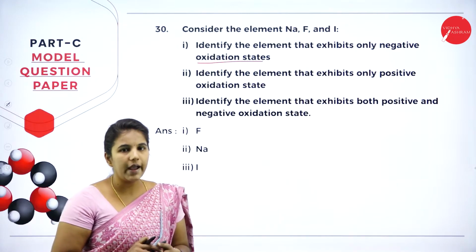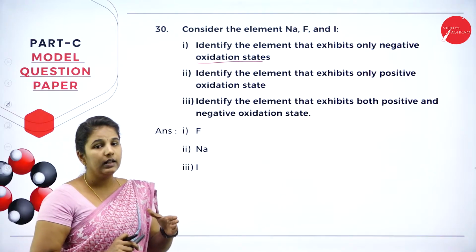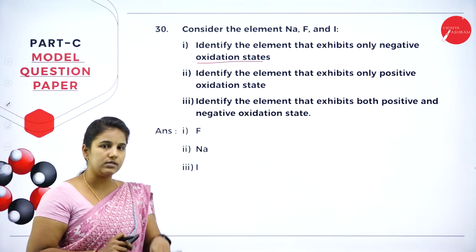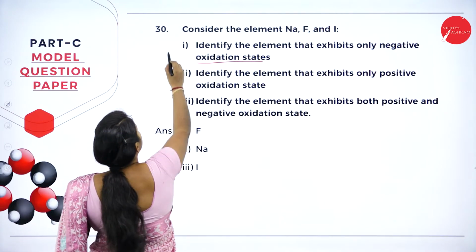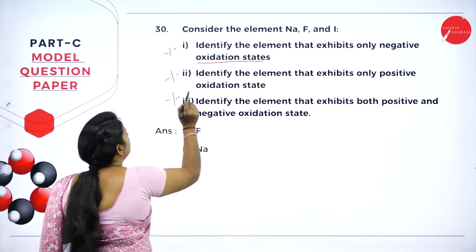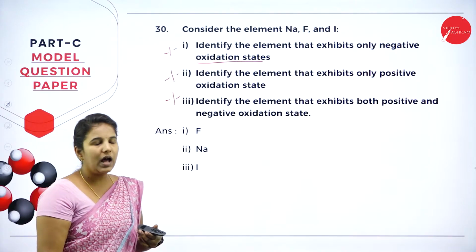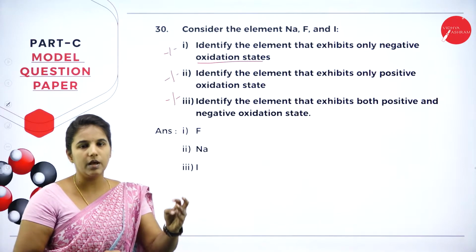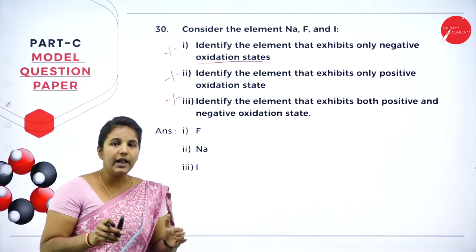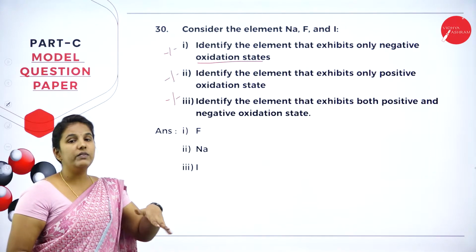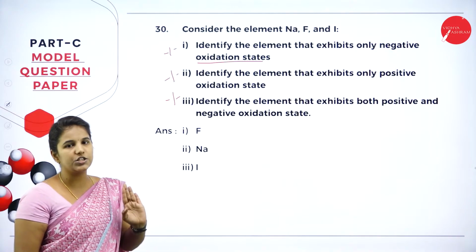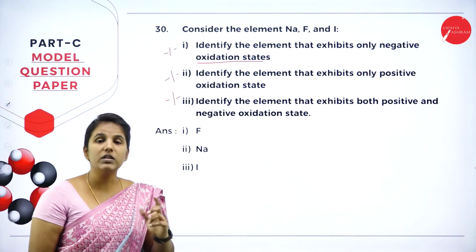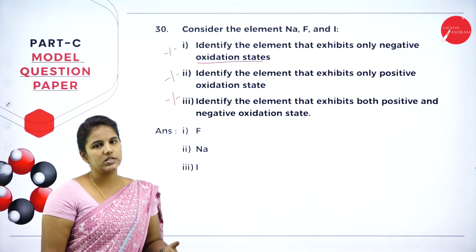Here you need to understand that this is a question for 3 marks, and in that question there are 3 sub-questions. Each question carries 1 mark. Now if you see the elements given at the beginning, sodium, fluorine and iodine, we need to decide which element has the negative oxidation state, which has both negative and positive, and which has the positive oxidation state.